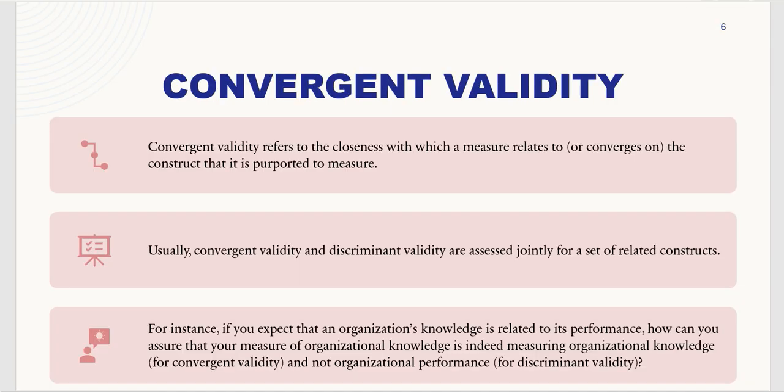Now, convergent validity. Convergent validity refers to the closeness with which a measure relates to or converges on the construct that it is supposed or purported to measure.